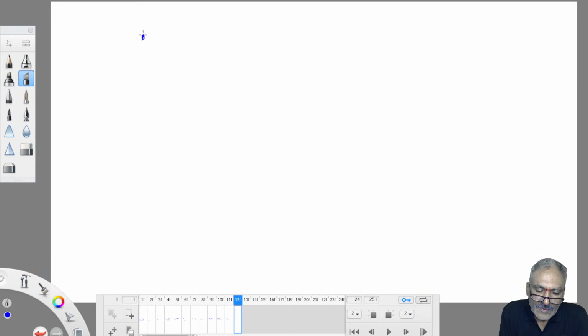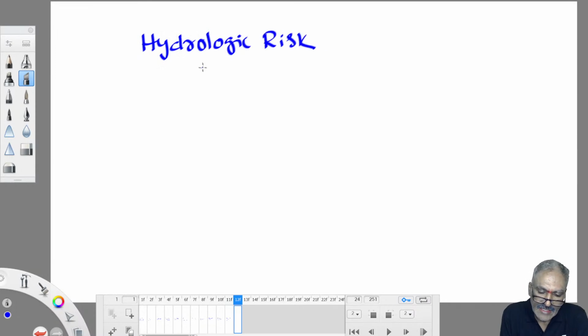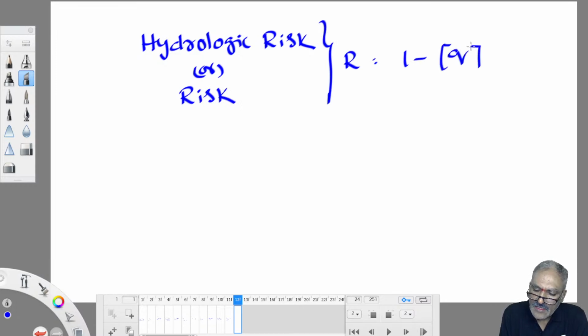Because we apply this to a hydrologic event, we call it hydrologic risk. Hydrologic risk or simply risk, both are the same, is equal to 1 minus q power n. That's it. They are n methods.